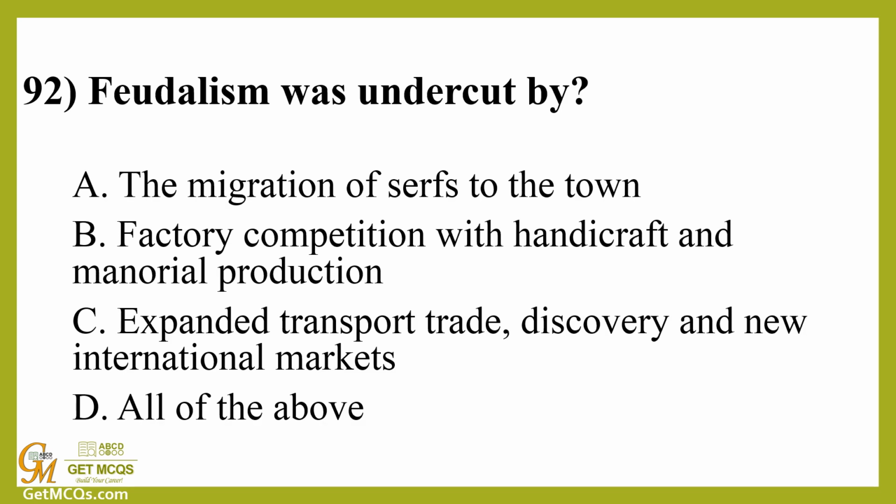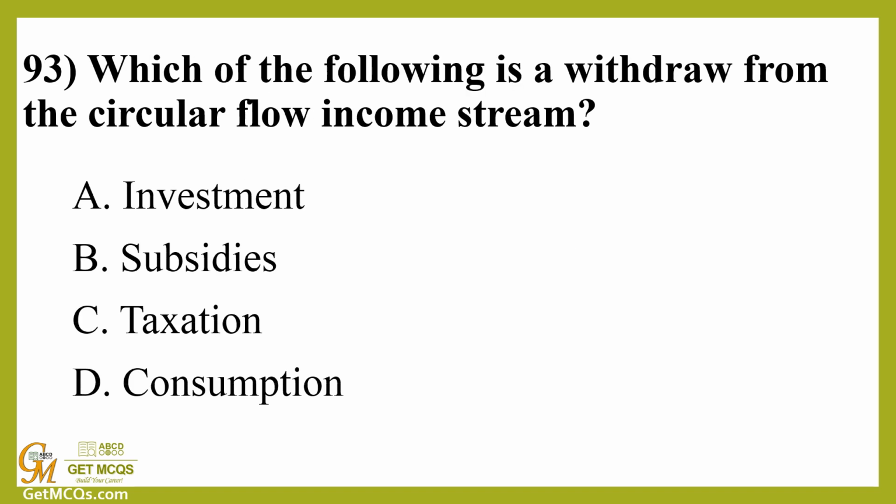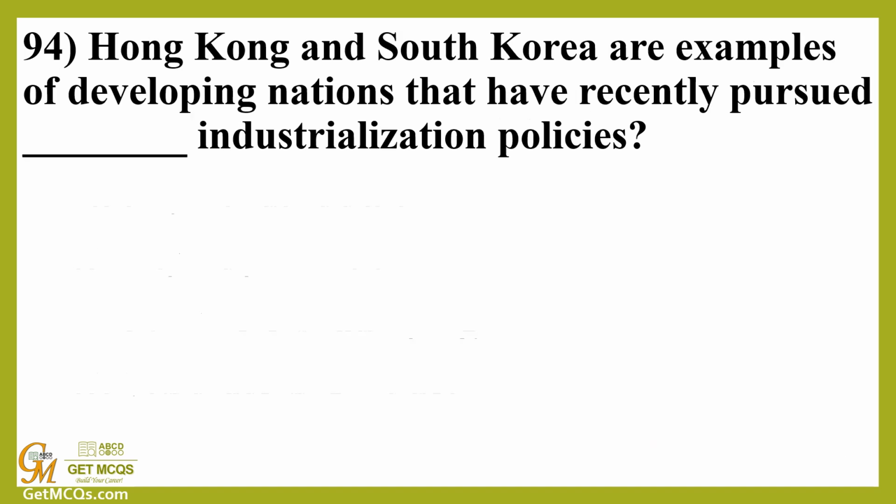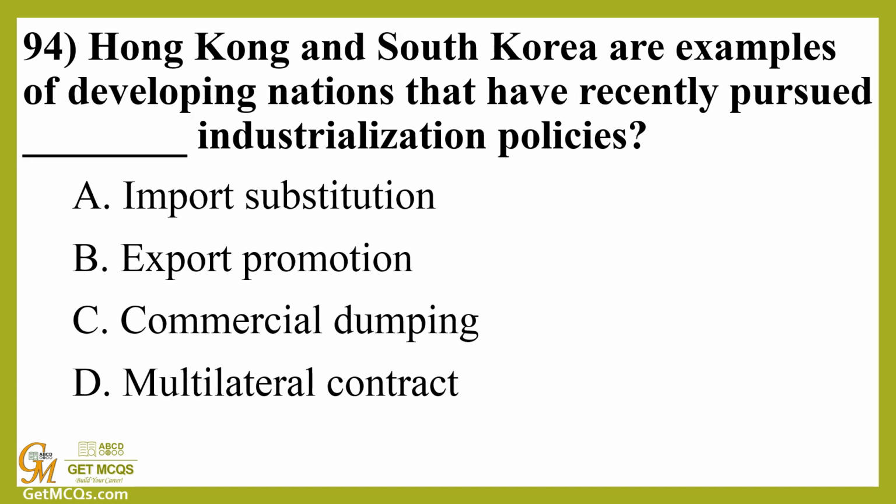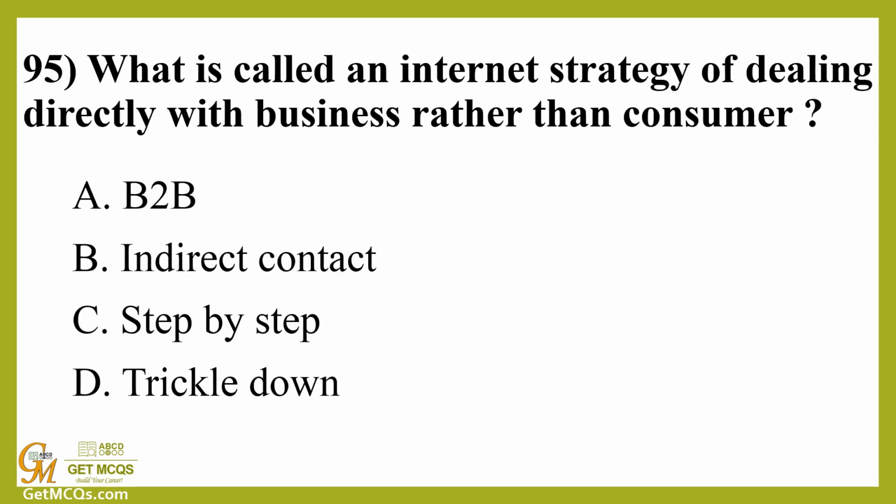92. Feudalism was undercut by null. 93. Which of the following is a withdrawal from the circular flow income stream? C. Taxation. 94. Hong Kong and South Korea are examples of developing nations that have recently pursued industrialization policies. B. Export promotion. 95. What is called an Internet strategy of dealing directly with business rather than consumer? A. B2B.